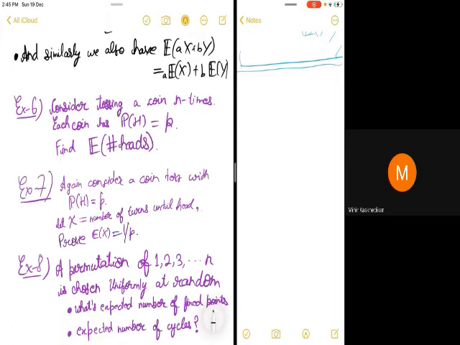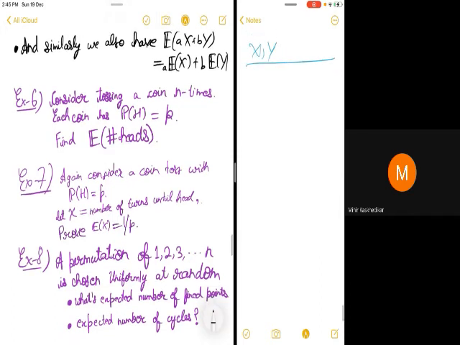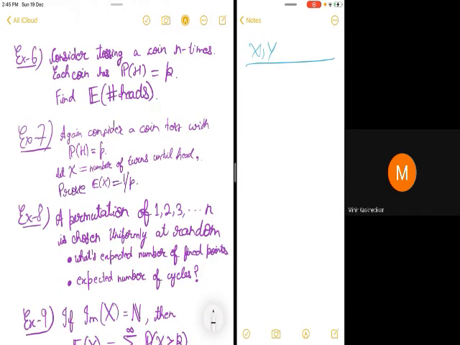Now we will see some applications. The linearity of expectation is quite powerful, especially because we don't need X and Y to be non-related or independent. It also works for general random variables. So now we will see that in action. First let's try exercise 6.